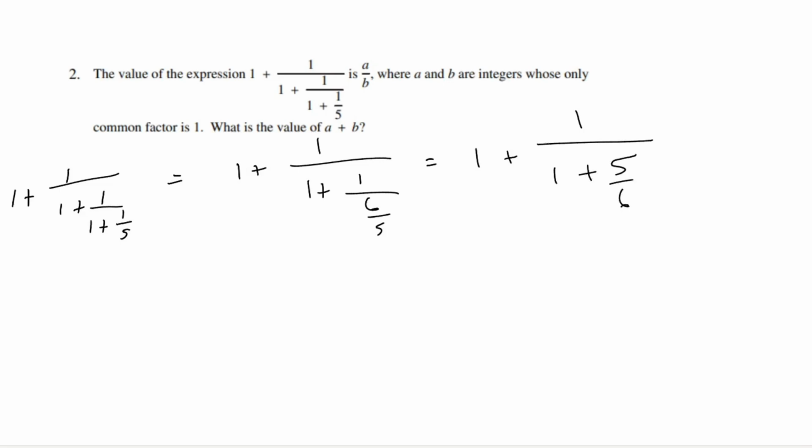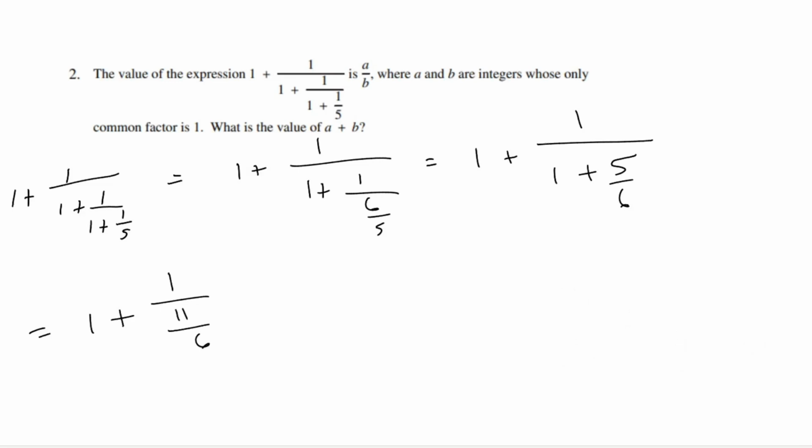Alrighty. Now I'm going to continue down here if that's okay. Our next step would be to simplify this bottom part right here. To simplify that, we're just adding 1 plus 5 over 6. We do the denominator method again. It becomes 6 over 6 plus 5 over 6. We get 11 over 6. Okay, so it becomes 1 plus 1 over 11 over 6.